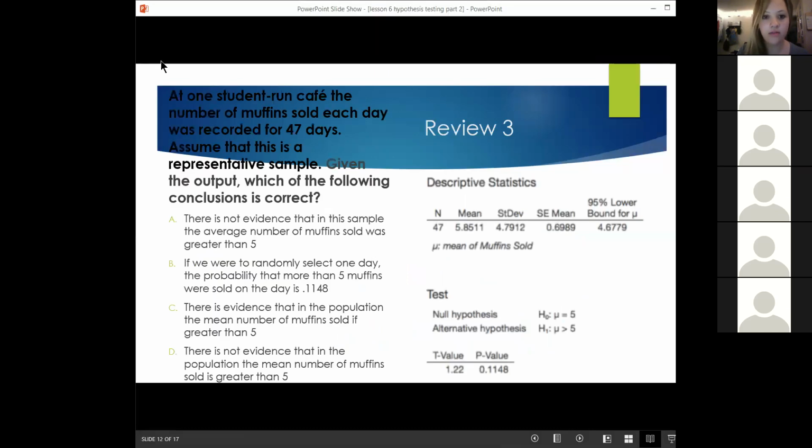Okay, so at one student-run cafe, the number of muffins sold each day was recorded for 47 days. Assume a representative sample. Given the output, which of the following conclusions is correct? Go ahead and look at this Minitab output I gave you on the right, check these answers, and let me know what you think.